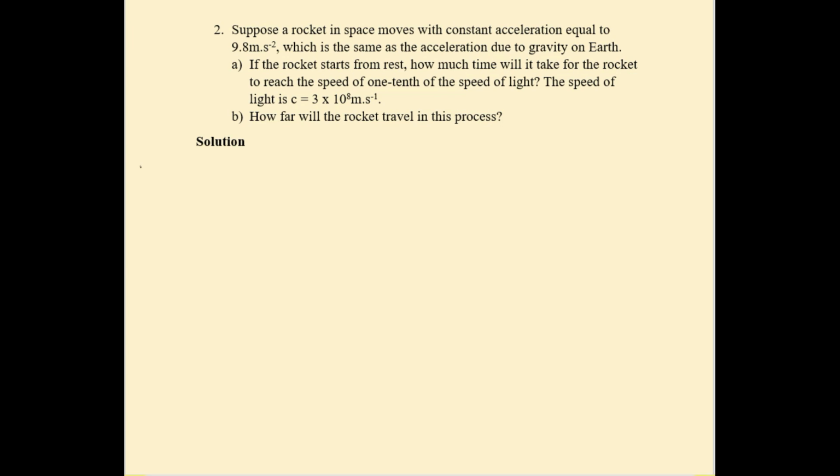Now the speed of light is quite fast. It's 3 times 10 to the power 8 meters per second, which is 300 million meters per second. And 1/10 of that is still quite fast, which is naturally 30 million meters per second. So how far will the rocket travel in this process?